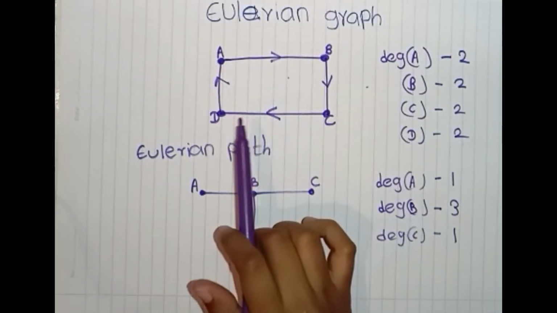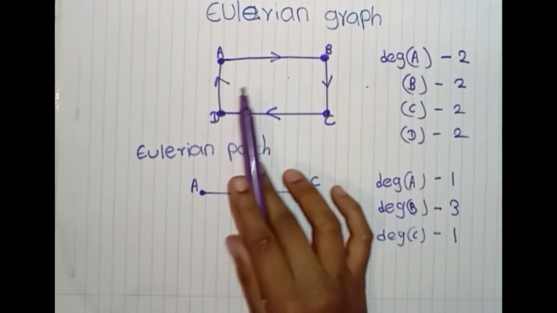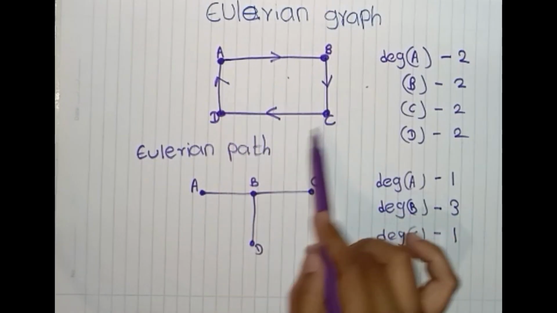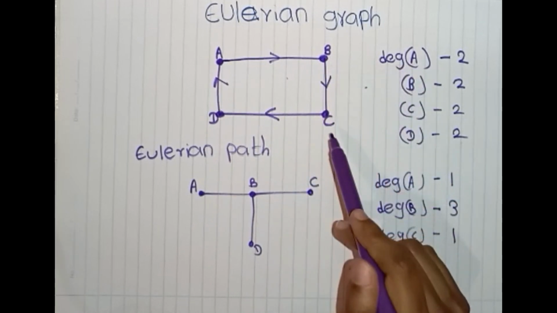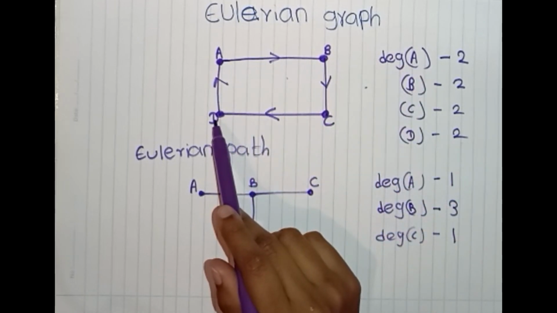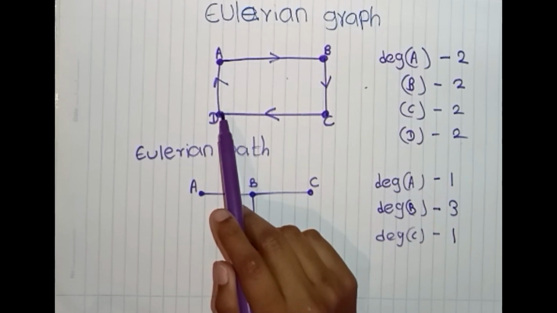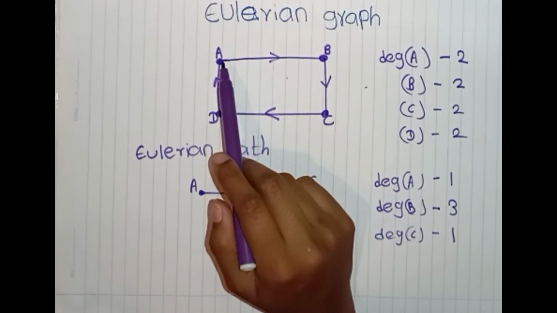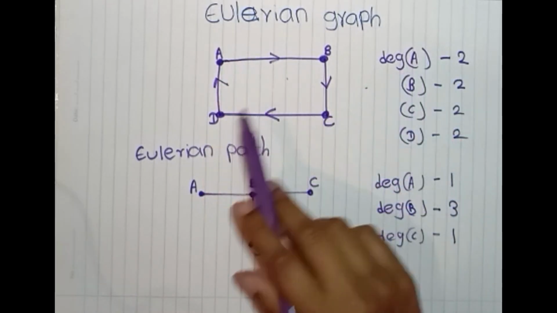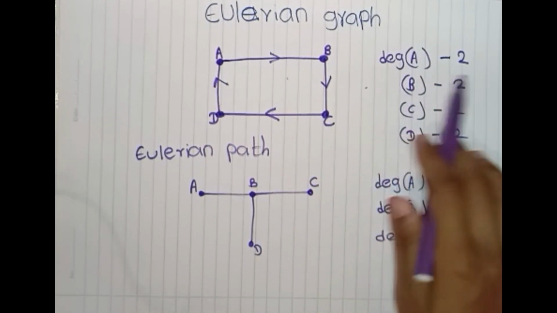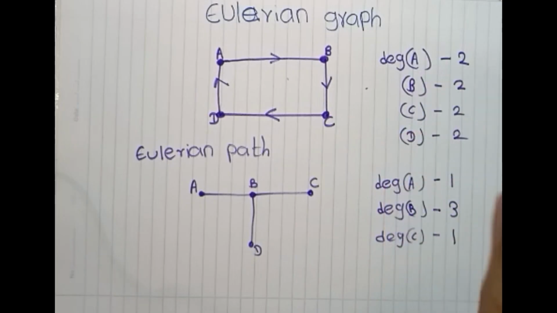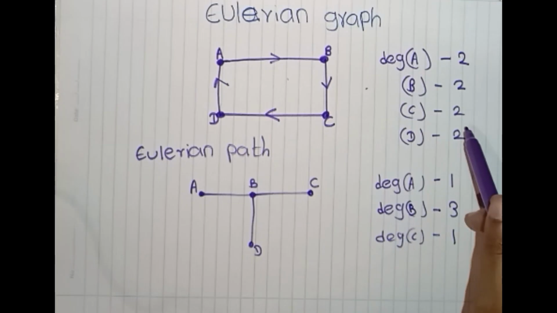So, this example shows an Eulerian graph. From point A to B, B to C, C to D, and D to A. Every vertex has an even degree. A has degree 2, B has 2, C also has 2, and D also has 2.